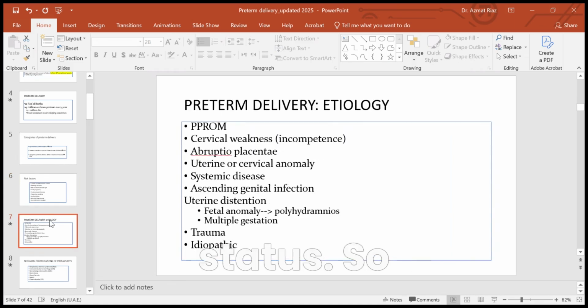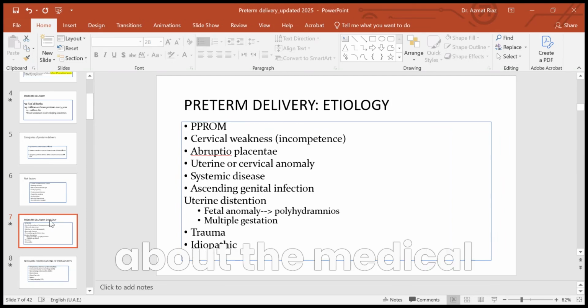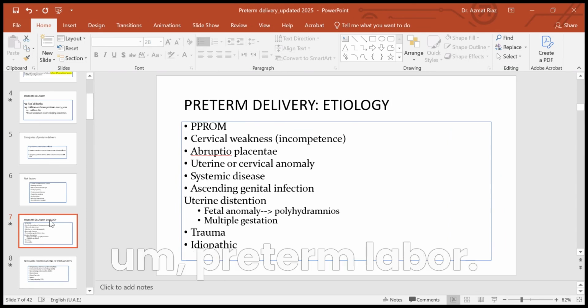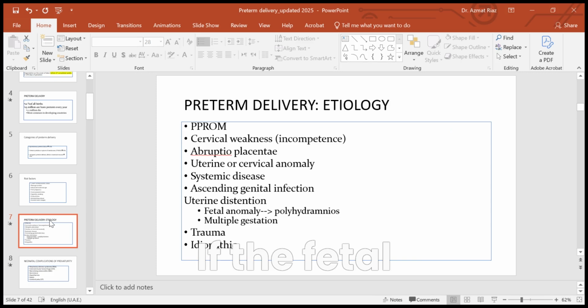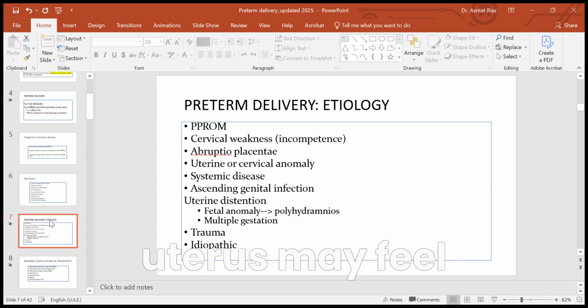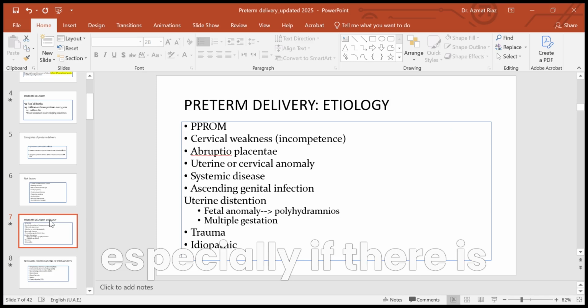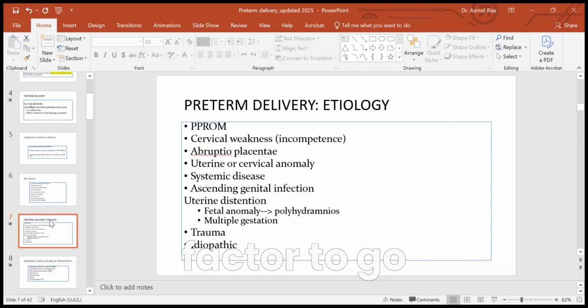So now etiology. Now we will talk about the medical conditions which can cause preterm labor. First is, of course, PPROM. If the fetal membranes are ruptured, the uterus may feel irritated and can go into labor, especially if there is infection inside the uterus. So PPROM in itself is a risk.